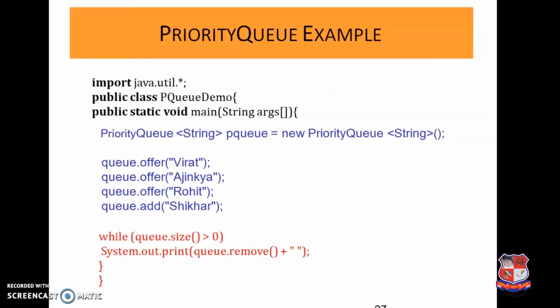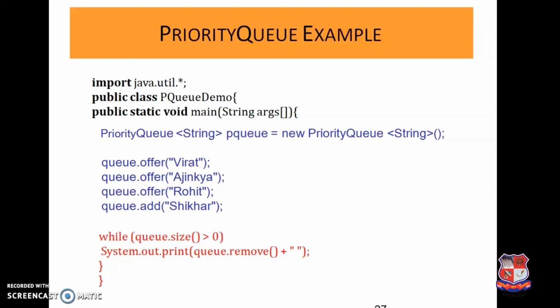So what output do you expect from this program? Will it be similar to the previous one, or will it be different? It will be different because PriorityQueue removes elements on the basis of priority.